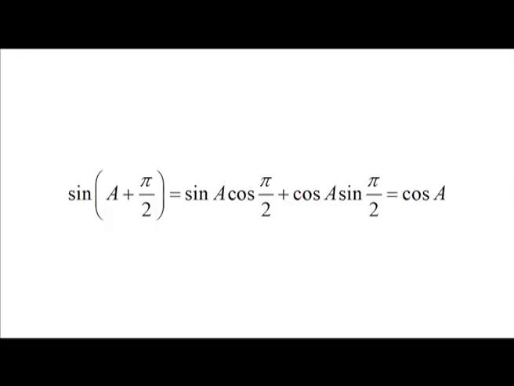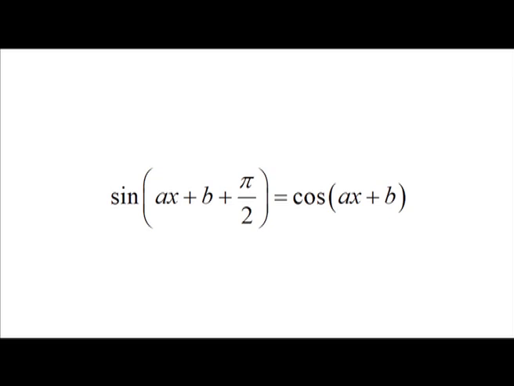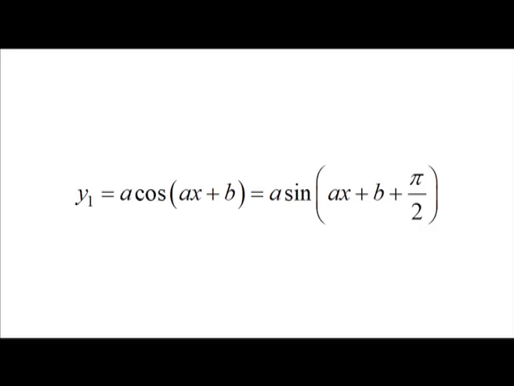Putting capital A equal to ax plus b in the trigonometric identity, sin of A plus pi by 2 equal to sin A cos pi by 2 plus cos A sin pi by 2 equal to cos A. So, we obtain sin of ax plus b plus pi by 2 equal to cos of ax plus b. Thus, we have y1 equal to a into cos of ax plus b equal to a into sin of ax plus b plus pi by 2.